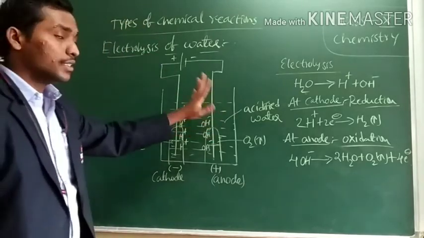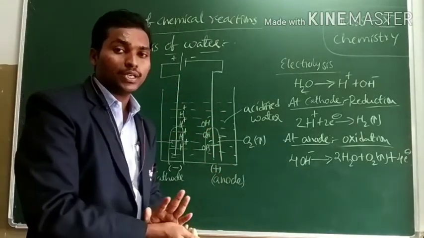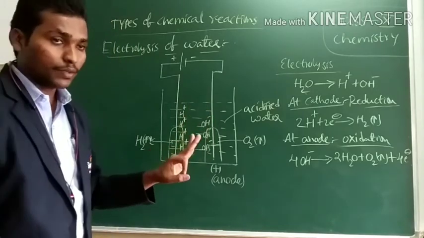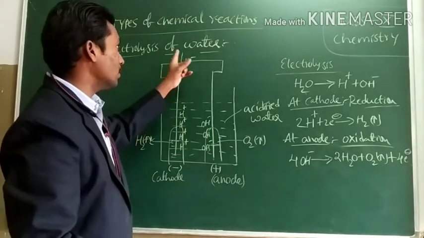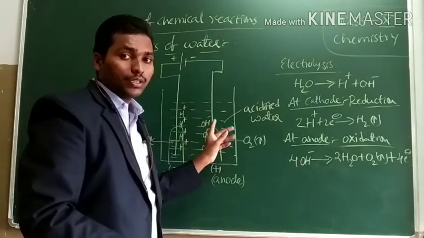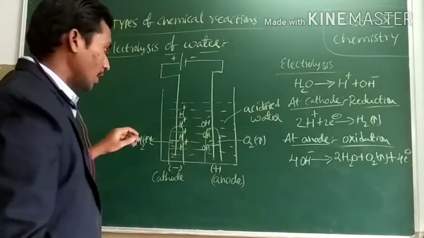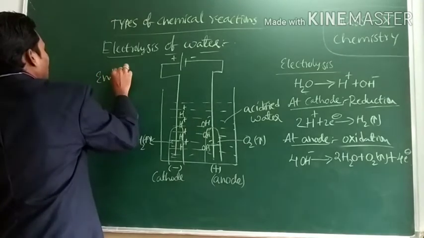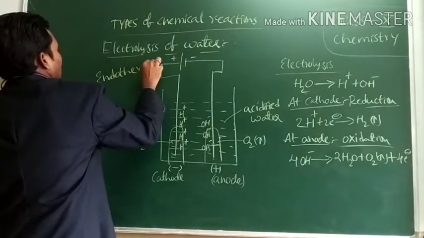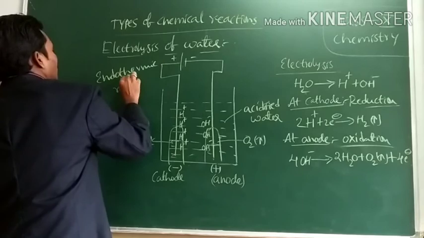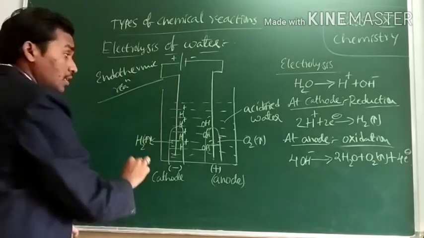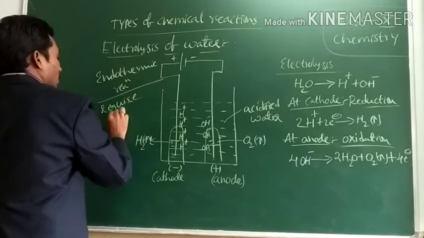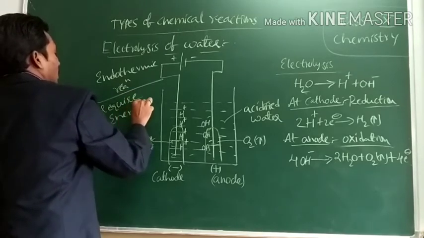So these three are types of chemical decomposition reaction. One is thermal decomposition reaction, second is photodecomposition reaction, third is electrolysis of water. These three require energy. So these are called endothermic reactions. Endothermic reaction means it requires energy.